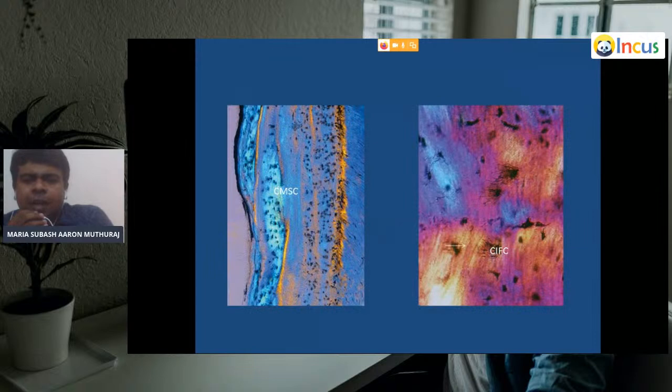When coming to cementum, there are two types: cellular cementum and acellular cementum. Acellular cementum is the first formed cementum, and it is of two types: acellular afibrillar cementum and acellular extrinsic fiber cementum. Cellular cementum is of two types: cellular mixed stratified cementum and cellular intrinsic fiber cementum. Totally, cementum is of four types according to Schroeder's classification.